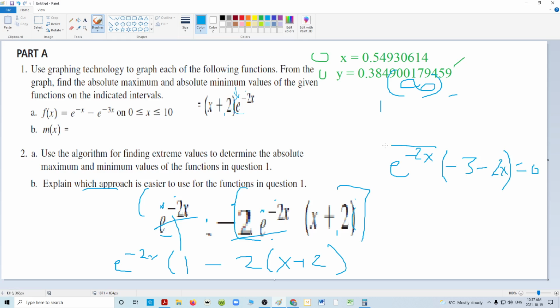And the good news is this will never be 0. It's a decay curve essentially that never reaches 0. So that's out of the picture. So when does this equal 0?